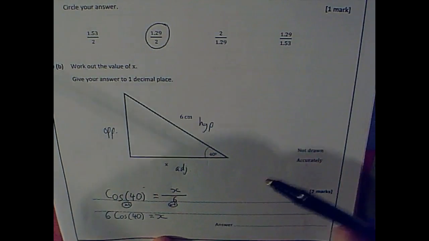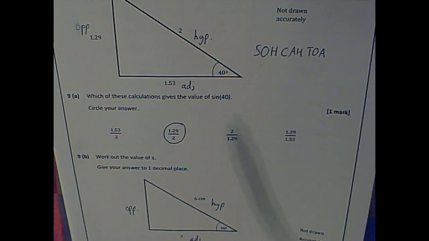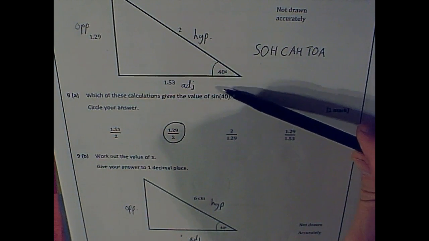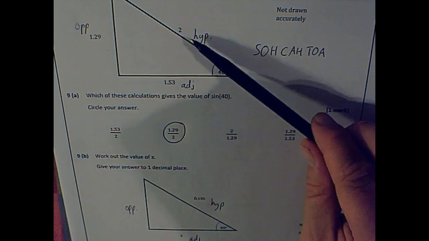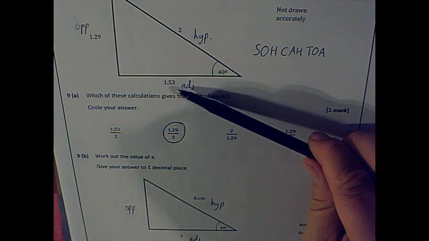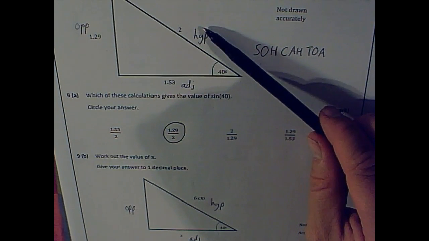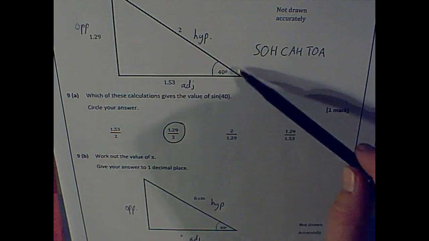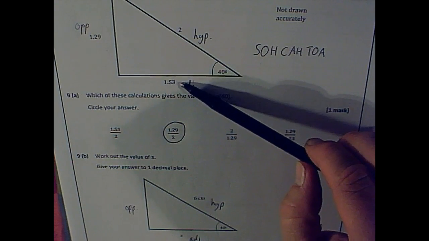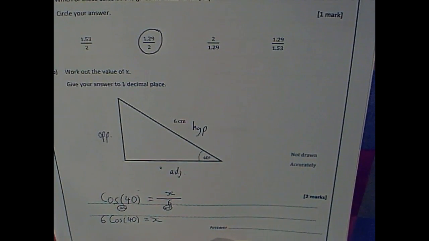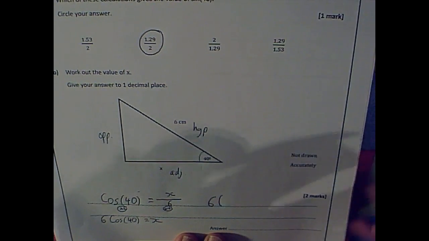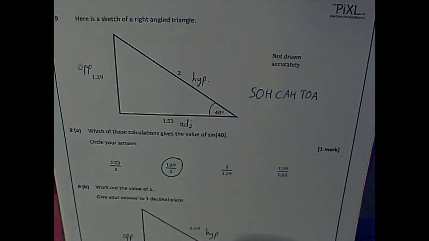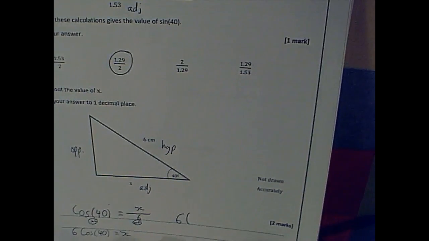But you can look at the first part of the question to work out what the cos of 40 degrees is. Here's 1.53 divided by 2. So that's my adjacent divided by my hypotenuse. So I know the cos of 40 degrees is 1.53 divided by 2. That is my cos 40. So I've got 6 times cos 40, which we now know from the first part of the question is 1.53 divided by 2.